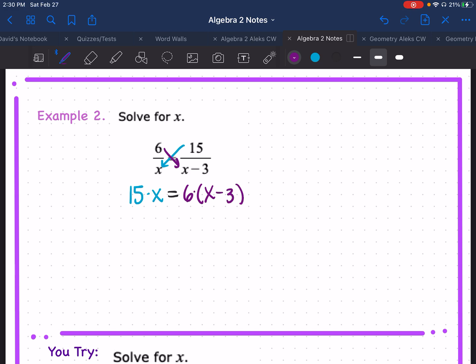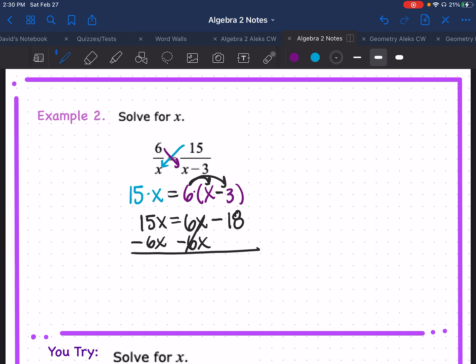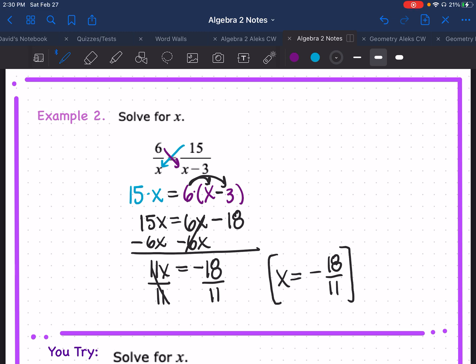Now notice how I did the 6 times the x minus 3. That's because I have to make sure that I do distribute. So I get 6x minus, because that's what's inside the parentheses, 6 times 3, 18. I would move the 6x over to the 15. I'm just using my rules of solving an equation at this point, and that gives me 11x equals -18. I'm going to divide by 11, and I end up with -18 over 11, because that's all it simplifies to. It wouldn't simplify anymore. Okay?